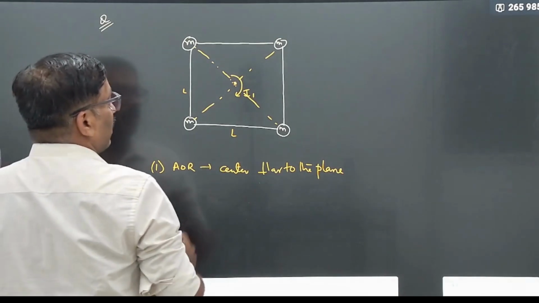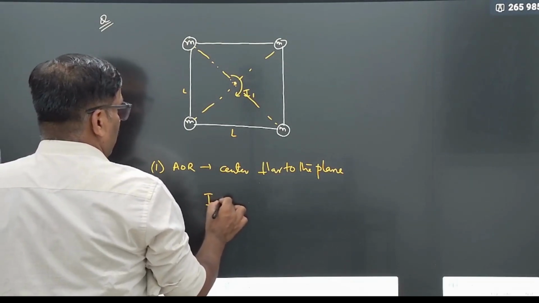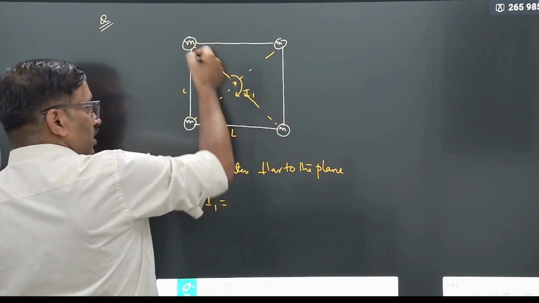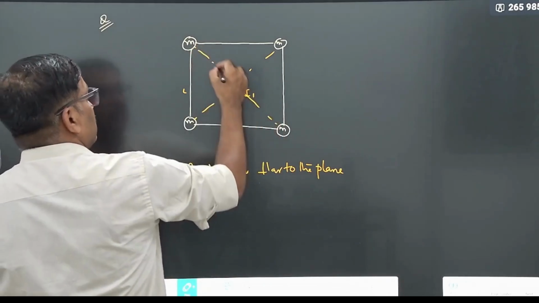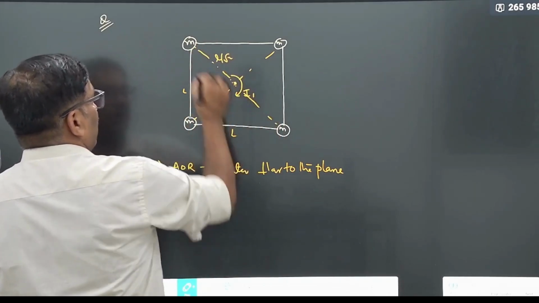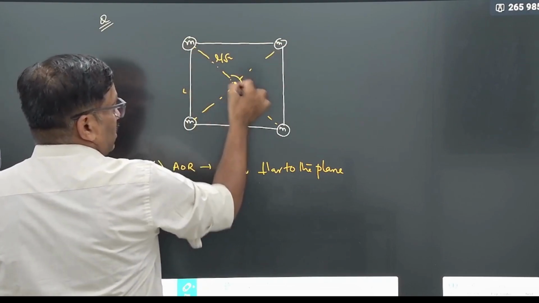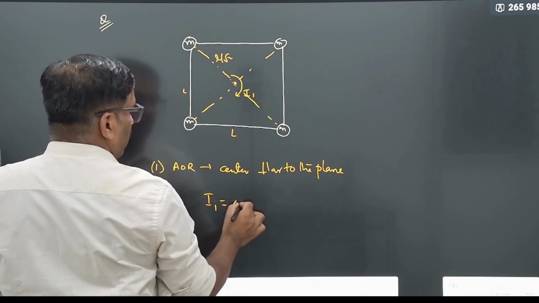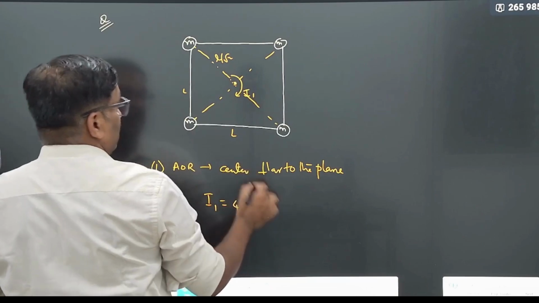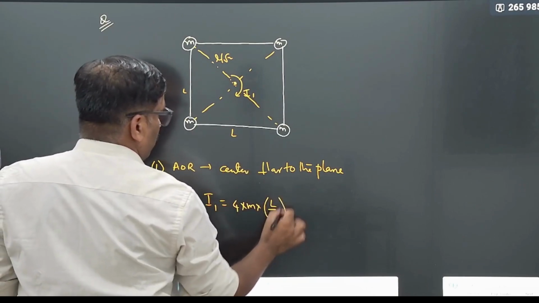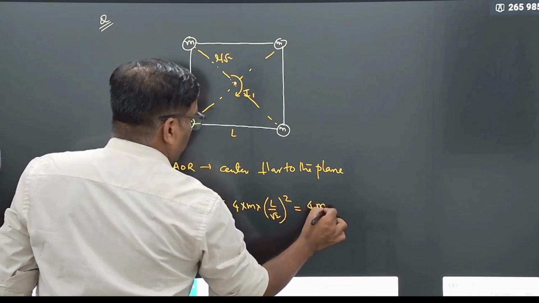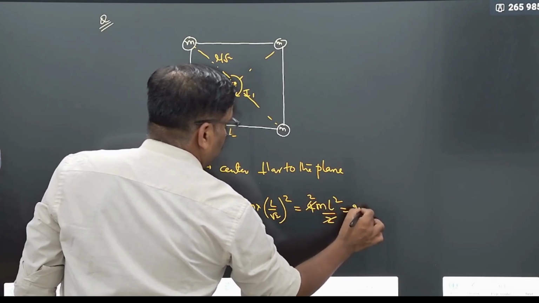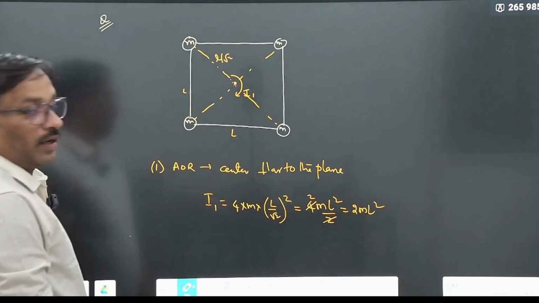Clear? So how can you write the moment of inertia? I1 we can write down. For this mass, what is the distance? The total distance is root 2 into L, so this distance is L by root 2. Like that, mass is same, distance is same, for all four. So here it is 4 into m into distance squared. Distance is L by root 2 whole squared. How much will it be? 4mL squared by 2, therefore 2mL squared. Clear?